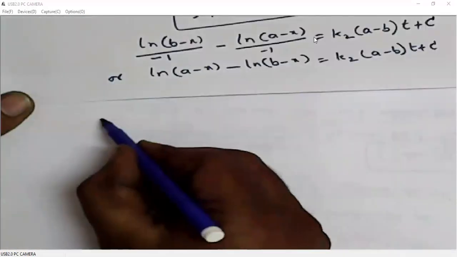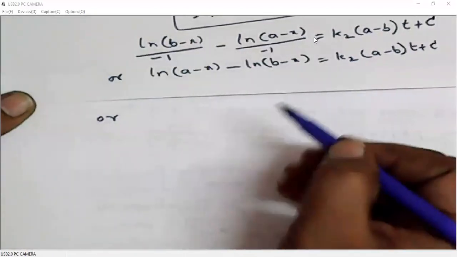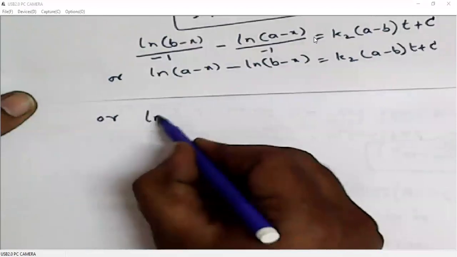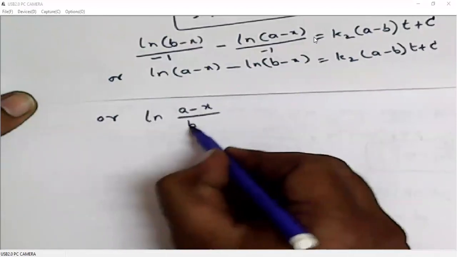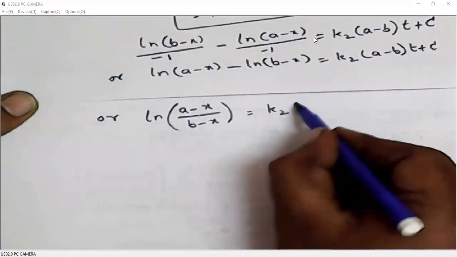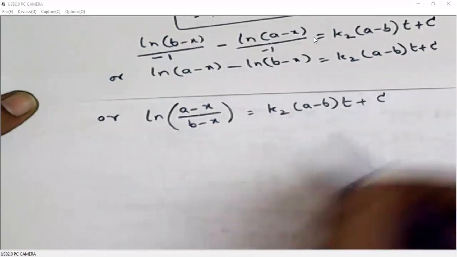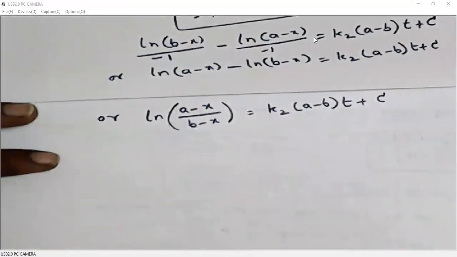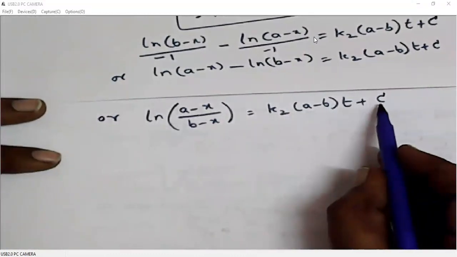We can further simplify it. ln a minus ln b, log a minus log b, the formula is log a by b. So here it becomes ln (a minus x) by (b minus x) is equal to k2 into (a minus b) into t plus c. Now we need to find out the value of constant c. How do we find out the value of constant c?